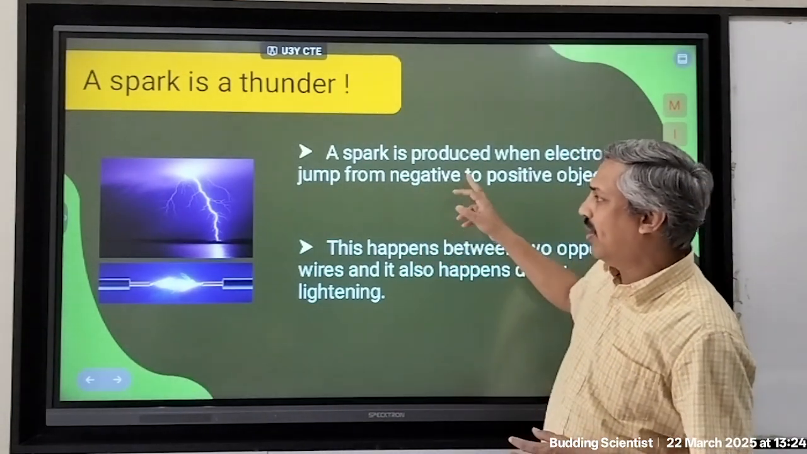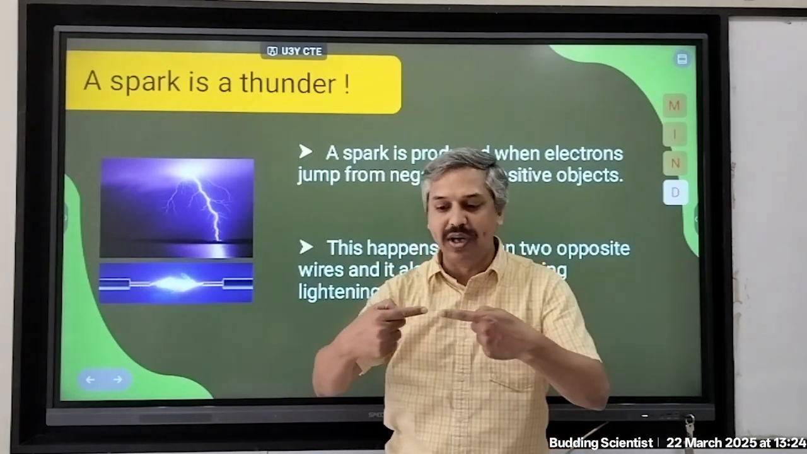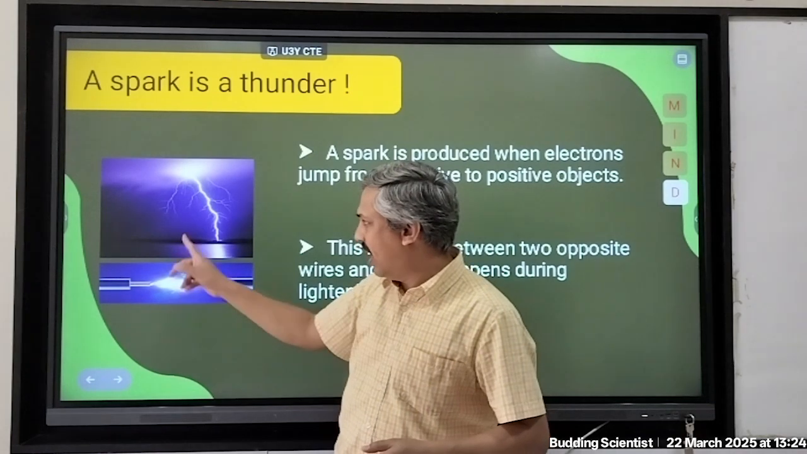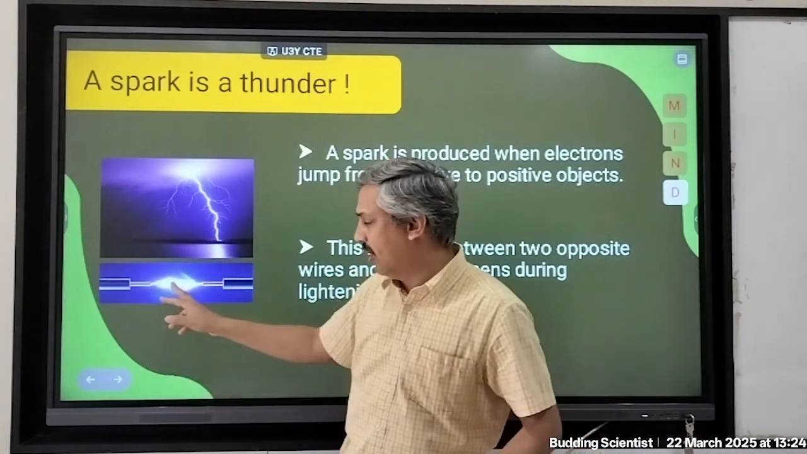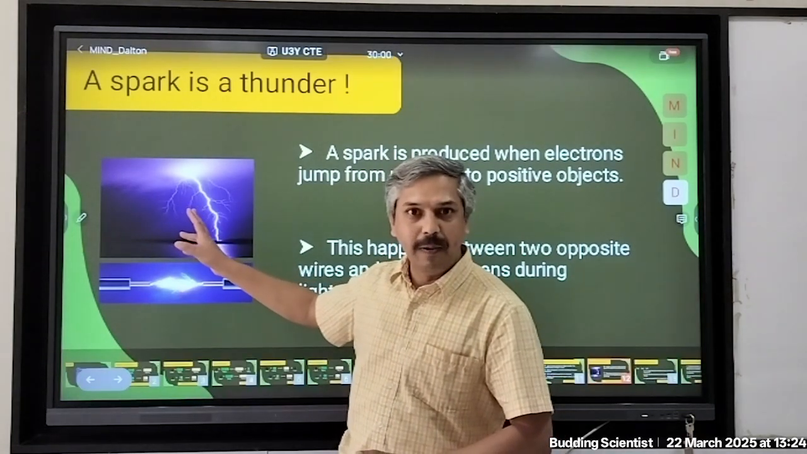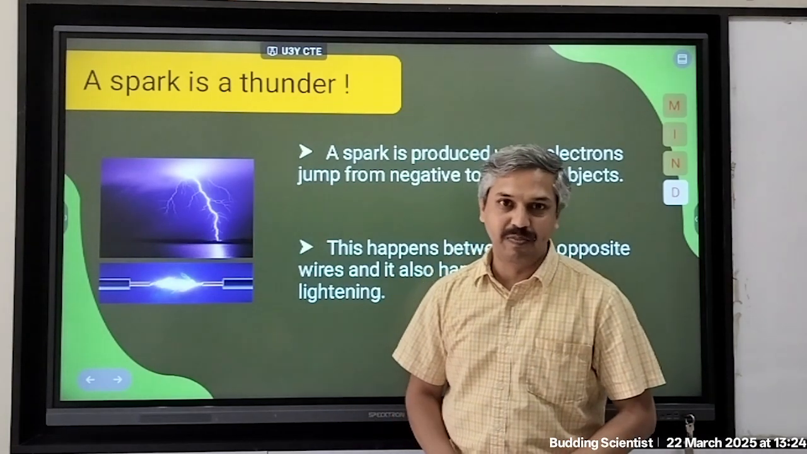In a lightning, what happens? Exactly the same thing happens when you take two wires very close to each other with opposite polarities. This and this are different in scale, different in size. This is small. It will not kill you. This will surely kill you. But they are in principle absolutely the same.